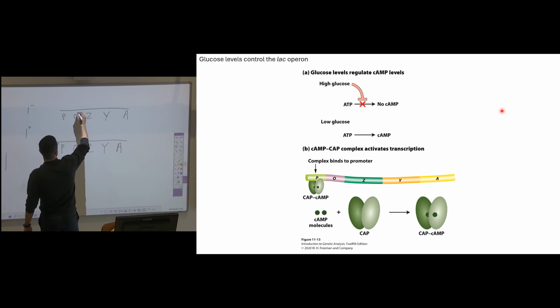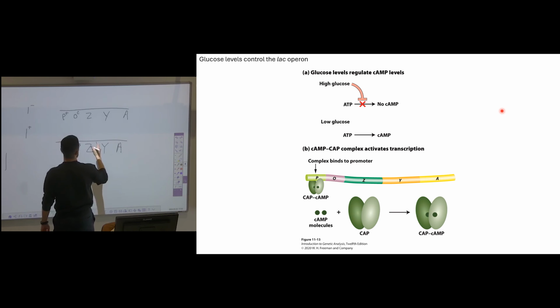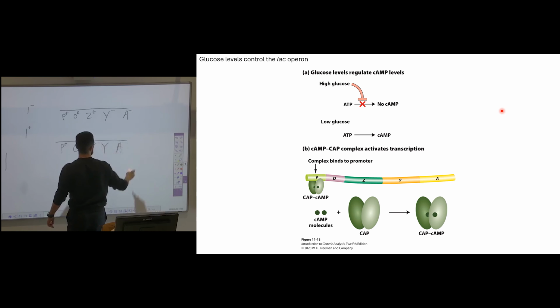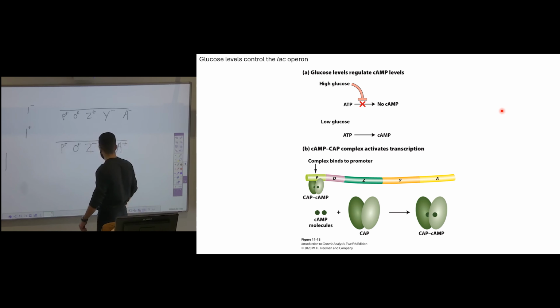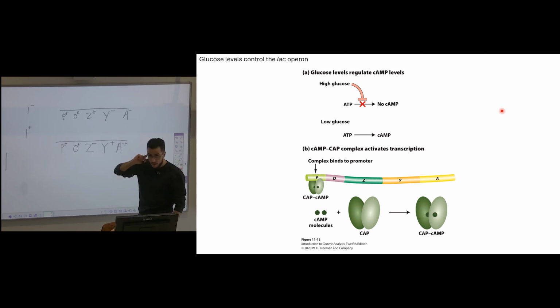So then P, O, Z, Y, A. And let's say, for example, this one is OC, like this, and then Z will be plus, and this will be minus, minus, Z will be minus, this will be plus, plus. Okay? So this is what an exam question looks like. So what you'll have is a situation like this, and then you'll be asked, based on induction or not, which protein of these three will be made.